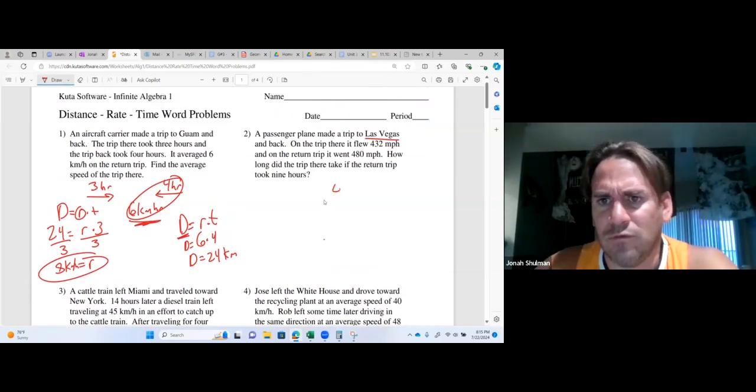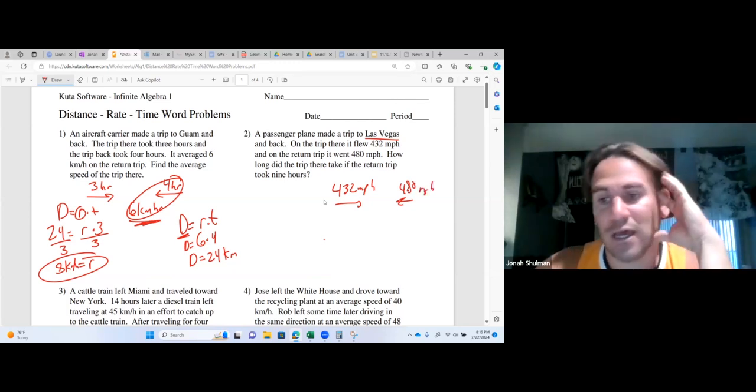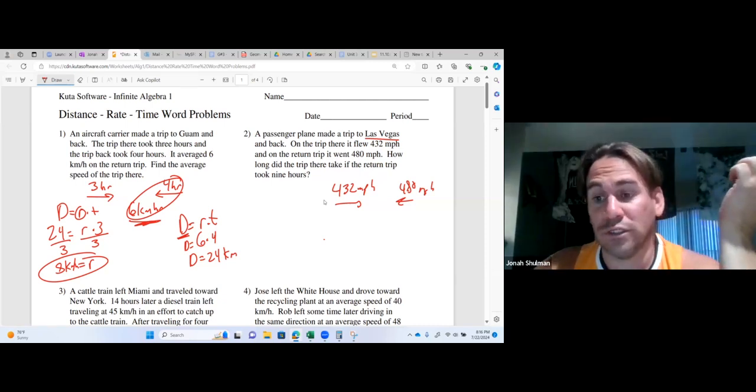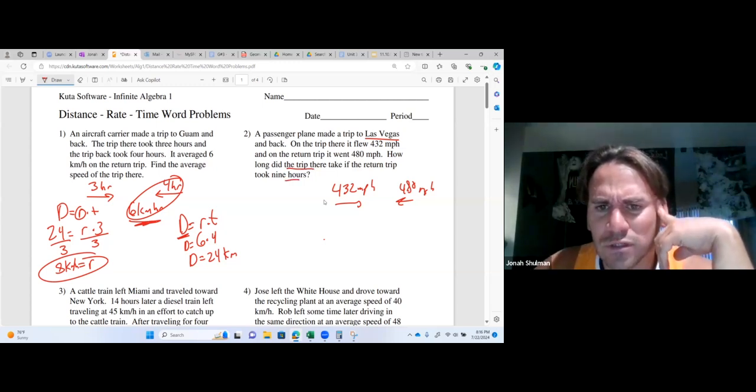So on the trip there, we flew 432 miles per hour. On the trip home, we went 480. A lot of these questions are like, if you go one way, your time and then your time back. We did those all earlier in the first unit, so I don't want to do those again. How long did the trip take if the return trip took 9 hours? So this is 9 hours, Las Vegas and back, on the trip there, 432.